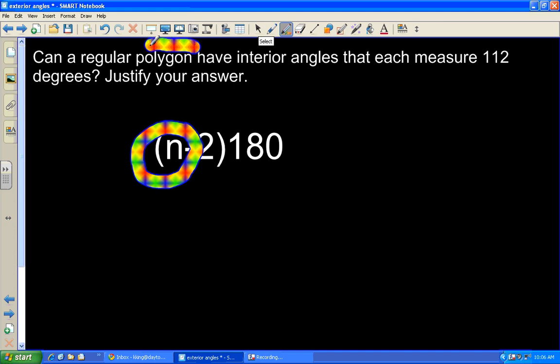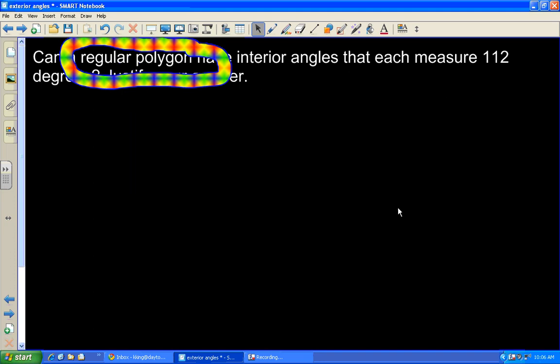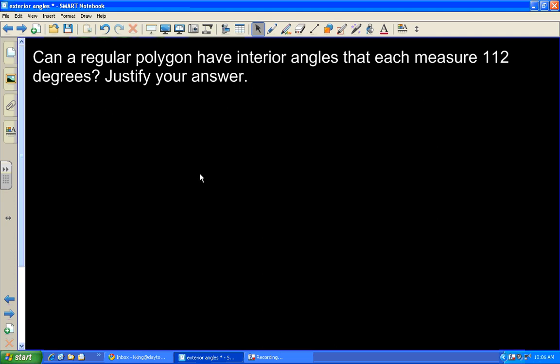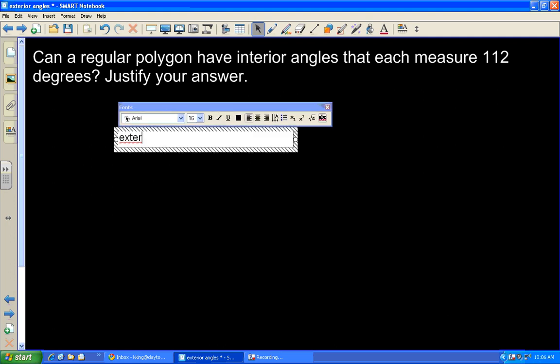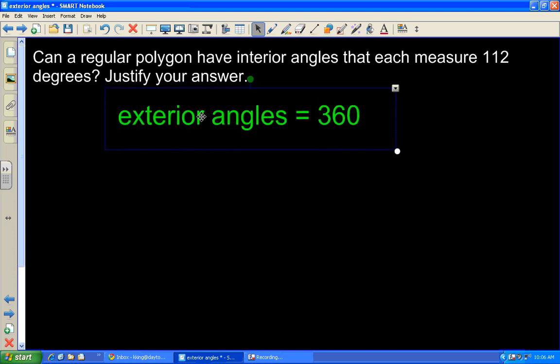Notice this one simply says regular polygon. So as much as I like my n minus 2 times 180 formula, I can't use it, right? But what do I know about other angles in any polygon? And I hope you said out loud that exterior angles add up to 360. It does not matter what type of polygon it is, which is great for this problem because I don't know what kind of polygon this is.